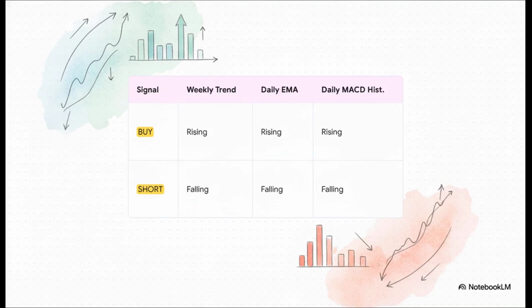And this table just pulls it all together. It couldn't be clearer, right? For a buy signal, you need green lights all the way across the board. The weekly trend is rising, the daily EMA is rising, and the daily MACD histogram is rising. For short, everything's got to be falling. It's all about total alignment.